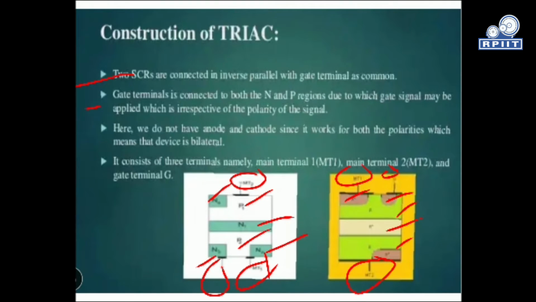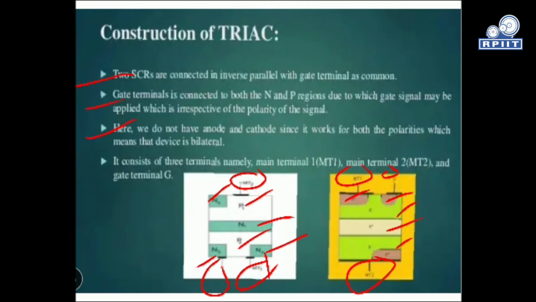The gate terminal is connected to both the N and P regions, due to which the gate signal may be applied with either polarity. The gate terminal is required to trigger the circuit, and since it is connected to both the N and P type regions, we can conduct in either direction, reverse or forward. N stands for reverse direction conduction, P stands for the positive or forward direction. Here we don't have an anode and cathode, since it works for both polarities, which means the device is bilateral.